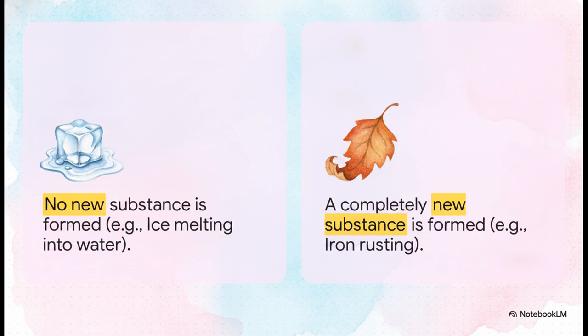To really bridge the gap between mixtures and compounds, we have to look at physical versus chemical changes. A physical change alters the state, but it's still the same stuff. Melting an ice cube just turns solid water into liquid water. It's still H2O, which relates perfectly to our physical mixtures. But a chemical change forms a completely new substance. When iron reacts with oxygen to form rust, or when leaves decay in the woods, those are major chemical changes, producing brand new compounds with totally new properties.